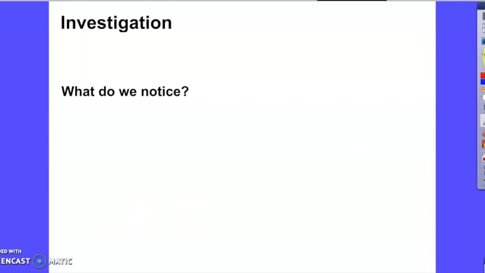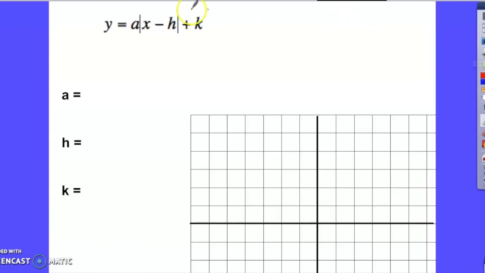Something I want to stress to you guys is that the graph of an absolute value function, similar to this, is going to look like a V shape. So I'm going to graph what a basic function should look like. That would be with no transformations. So all of your graphs for this standard 9 should be of a V shape.